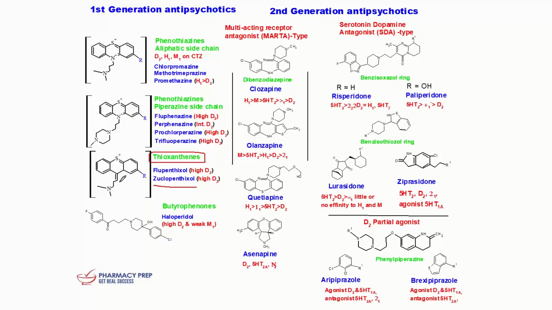So what exactly is the difference between the thioxanthene compared to the phenothiazine? This is not a phenothiazine. The only difference here is that there is no nitrogen on this site, whereas if you notice, there's a nitrogen for this one. So there is no nitrogen here, and therefore it is considered different from the phenothiazines. And the two drugs in this class are considered high potency. Obviously, since they are high potency, they are mainly used for treating psychosis.